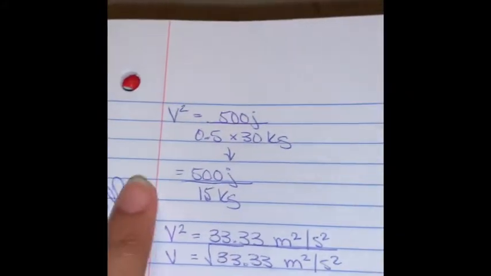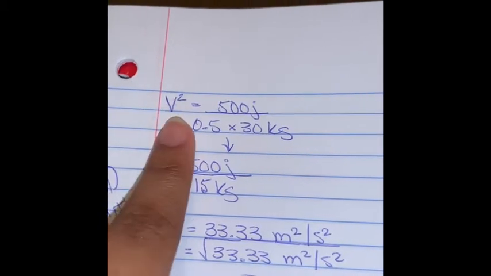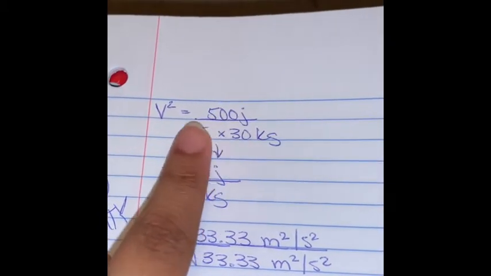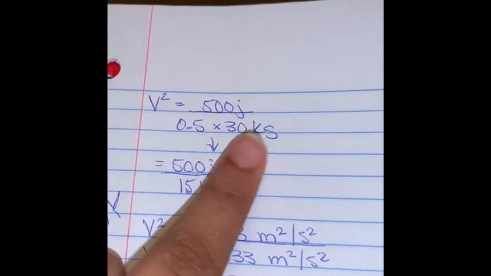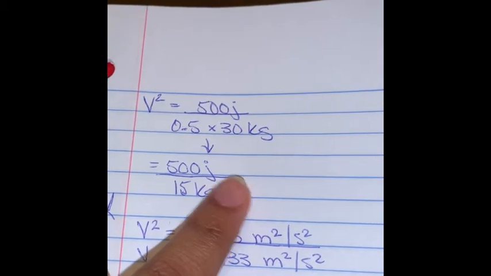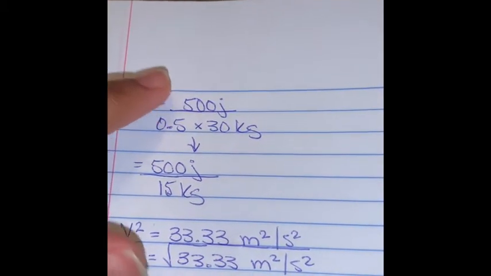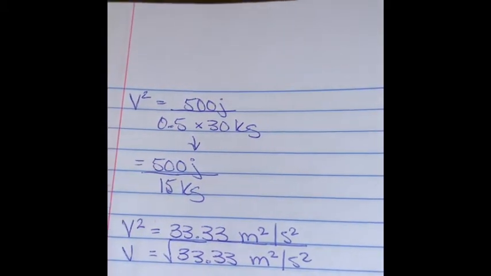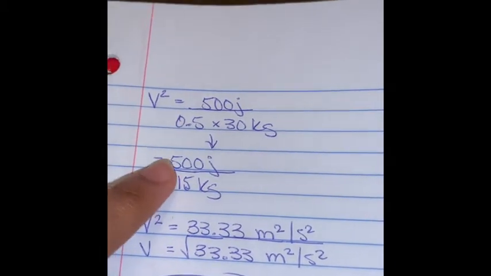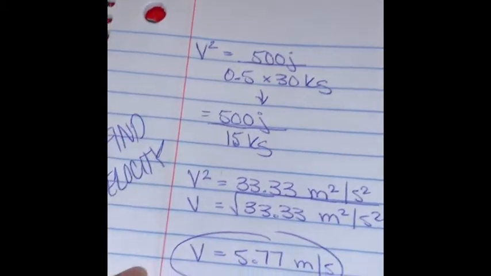So for the first step, you want to write velocity squared equals 500 joules divided by 0.5 times 30 kilograms, which is kind of like combining like terms at the same time. You want to keep 500 the same, but you want to multiply these two so it's abbreviated into a smaller number. So you would do 500 joules divided by 15 kilograms.